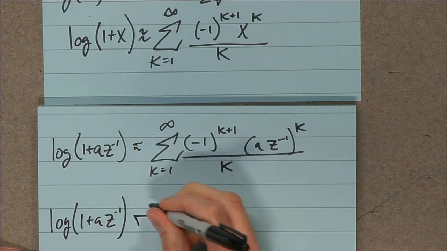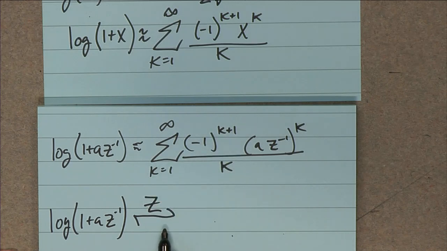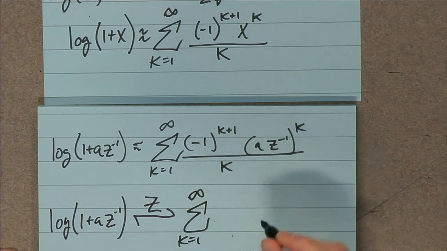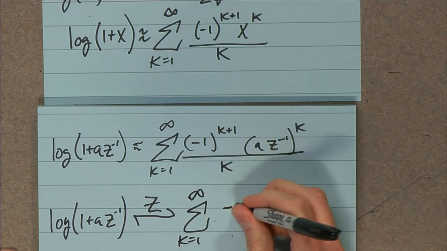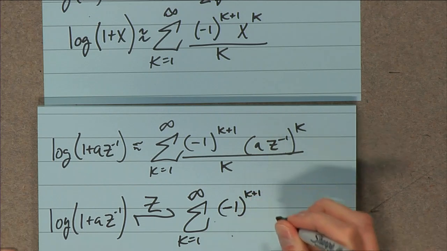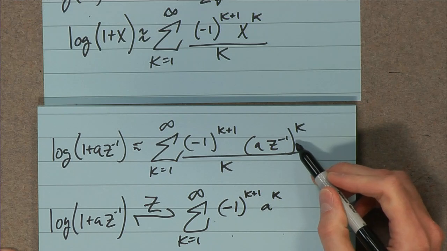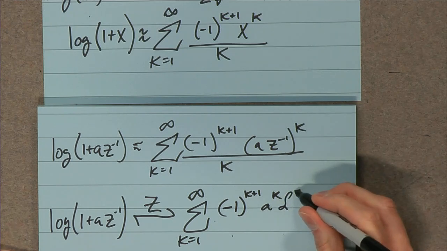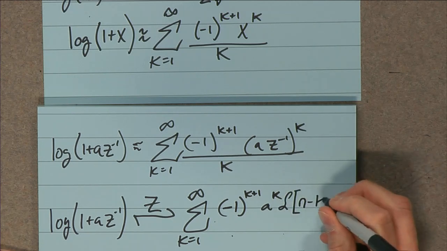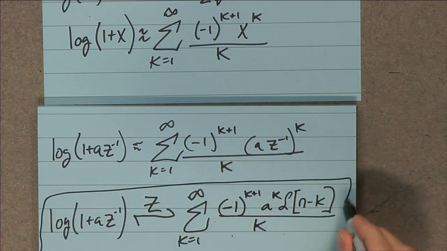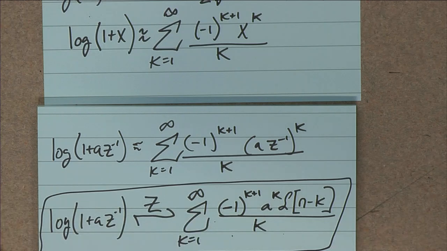So when we say it's a z transform pair, we're going to transform all those individually. So minus 1 to the k plus 1, a to the k, z to the minus k is just what? The impulse function in minus k. Inverse z transformed, it all over k. So that is sort of the resulting expression.